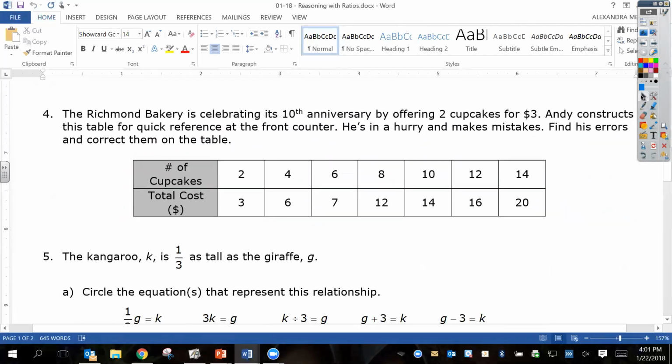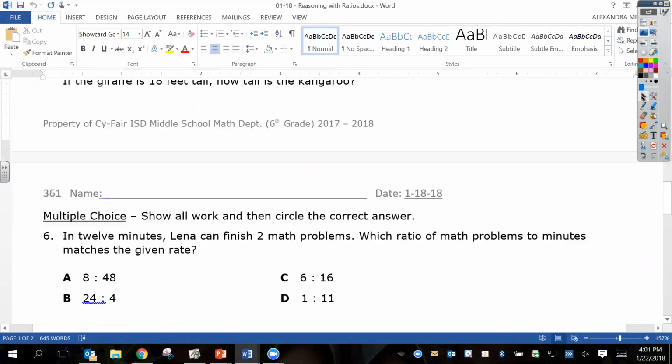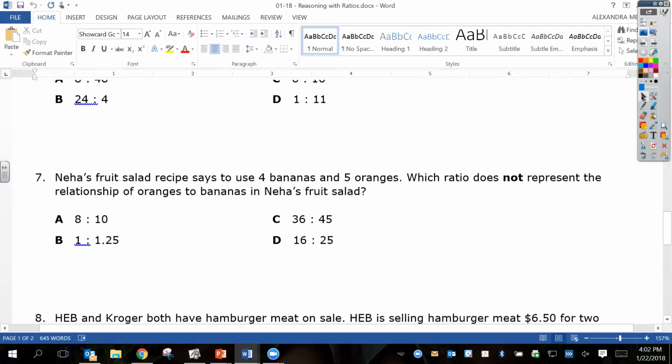Now, number 4. I want you to just cross out on the actual table. So for example, if this is wrong, I want you to scratch it out and put the correct number. That's what you're doing for number 4. And I think from here on out, everything runs smoothly.